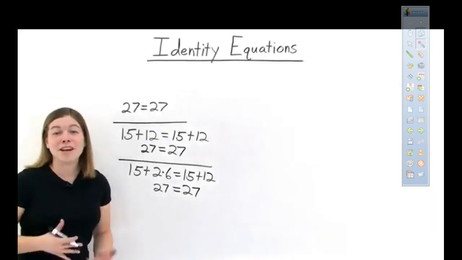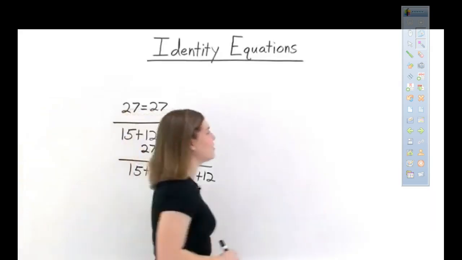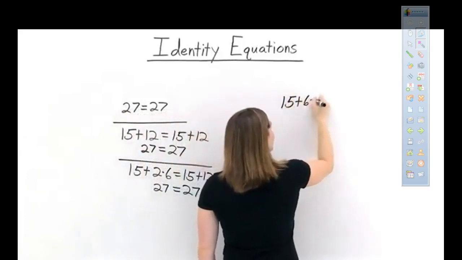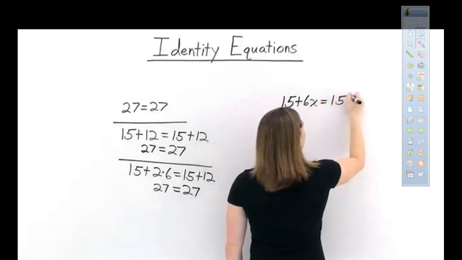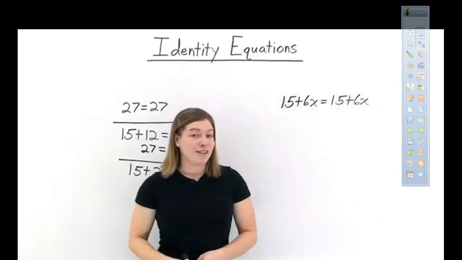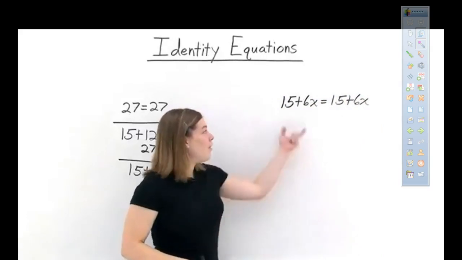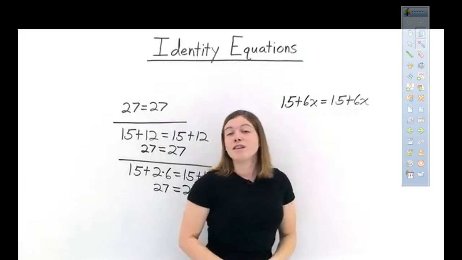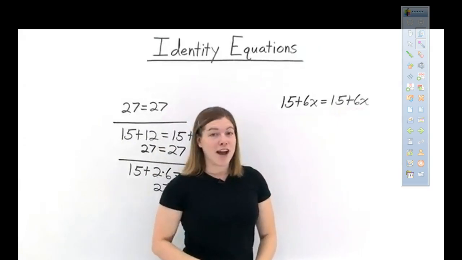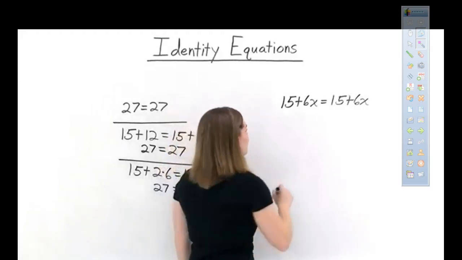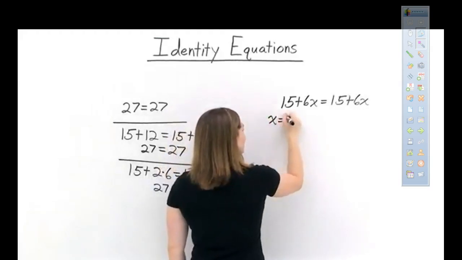So now that we're getting a feel for what an identity equation is, let's start adding some variables. 15 plus 6x equals 15 plus 6x. Even though it has variables in it, this is an identity equation. The left-hand side is identical to the right-hand side. This means that no matter what value we pick for x, we will always get a true statement. So let's pick a couple values for x and plug them in and see if that's true.